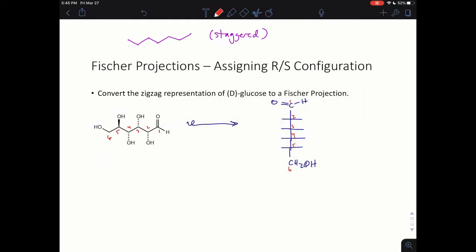Now, we know that this is D-glucose, so that tells us that that last stereocenter is going to have the OH on the right, because this is derived from the stereocenter of D-glyceraldehyde, which has its hydroxyl on the right.